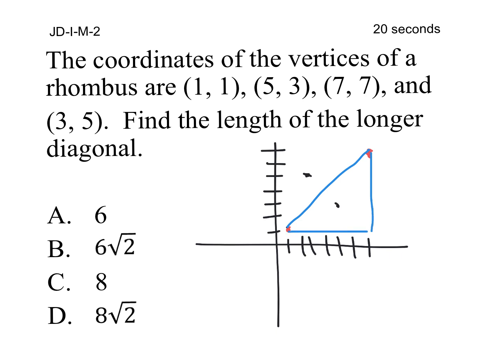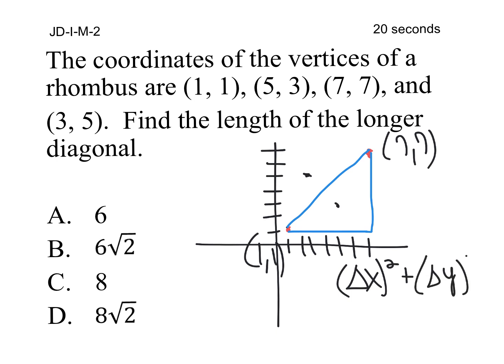So we could just make a right triangle out of that, or like we talked about, you could look at change in x squared plus change in y squared, and then take the square root of that. It's really kind of going off of the Pythagorean theorem. So the x's, we go from 1 to 7, so that's going over 6 units, and then the y's, we go from 1 to 7, that's 6 units as well.